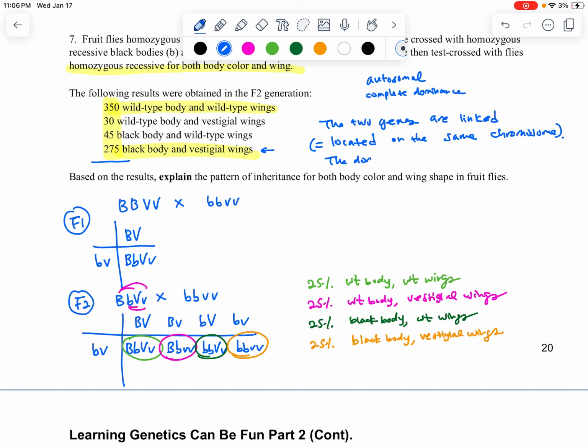The dominant alleles are inherited together. And also the recessive ones, right? The recessive alleles are inherited together. So they're grouped together that way. Okay, so that's the overview of number 7. These two genes, the gene determining the body color and the gene determining the wing shape, are located on the same chromosome and the two genes are linked. These two genes do not assort independently.